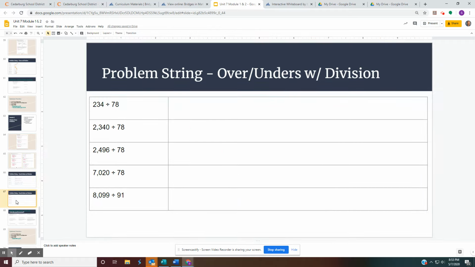All right. Same thing now. 234 divided by 78. This is going to be a little bit more tricky. So we may have to do a little problem string just so that I can figure that out. Why don't you do a little problem string with 234 divided by 78?